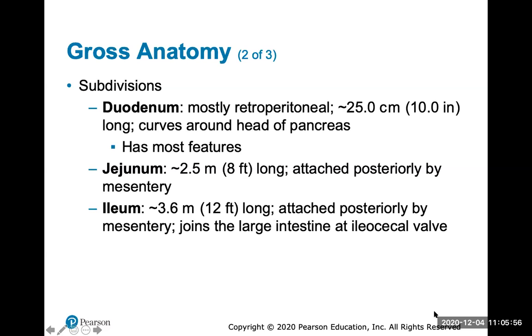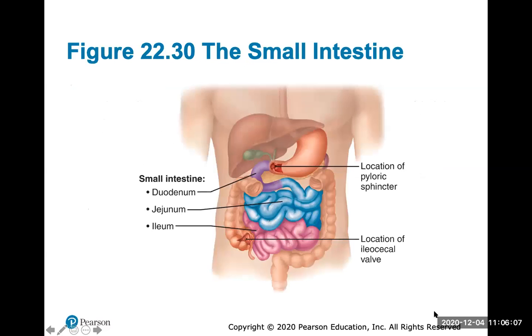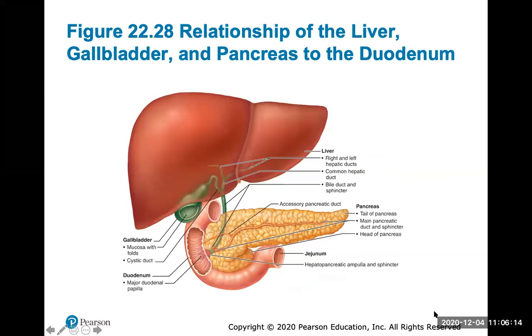The duodenum, the jejunum, the ileum. The duodenum is the smallest, but it does have the most features. And then the jejunum and the ileum join the large intestine. So here's a quick anatomy review of that. Again, you can pause the video if you need to review that.